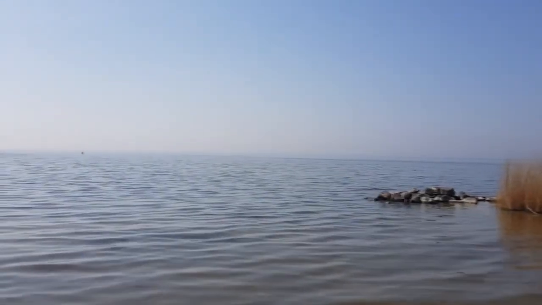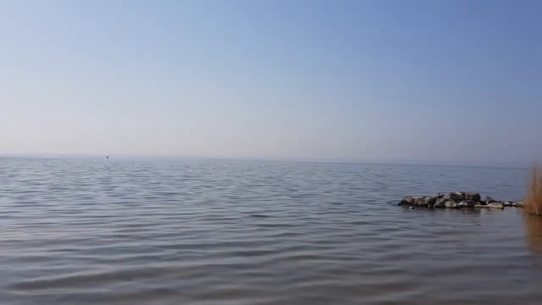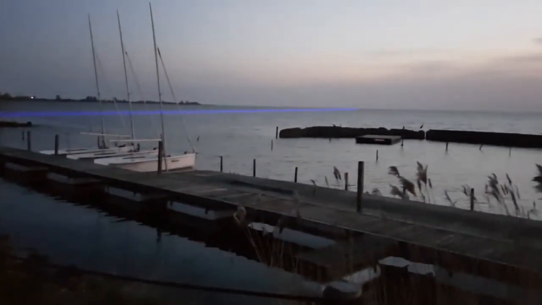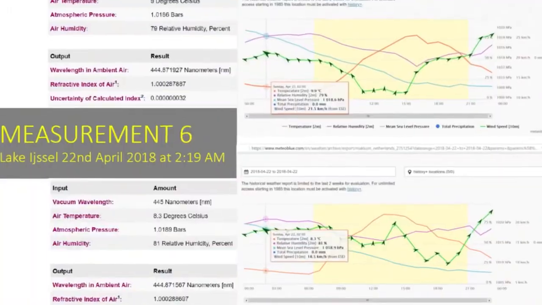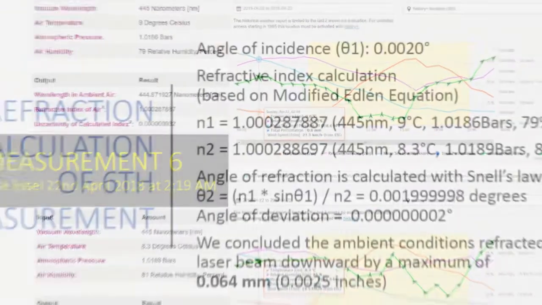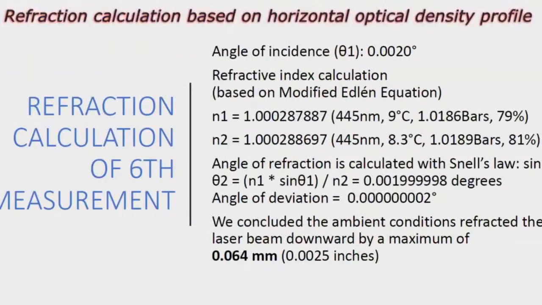FE Core examined the effects of refraction through the gradients in the air by adjusting the beam vertically. It was concluded that with the present ambient conditions at measurement 6, the beam was refracted downward by a maximum of 0.064 millimeters.